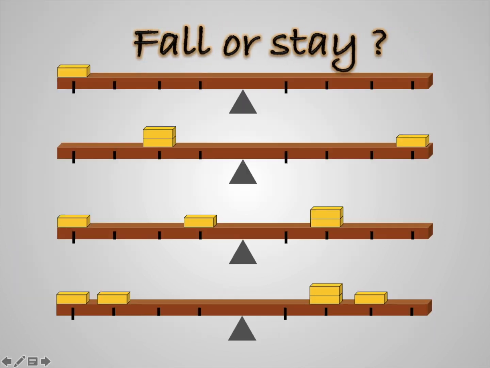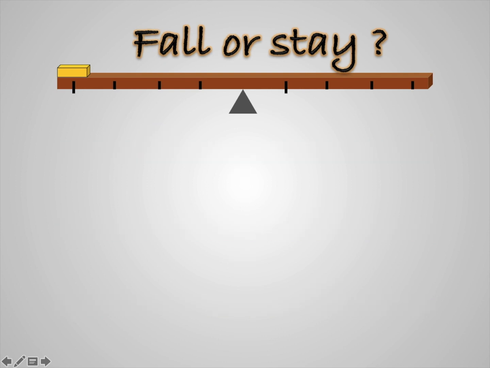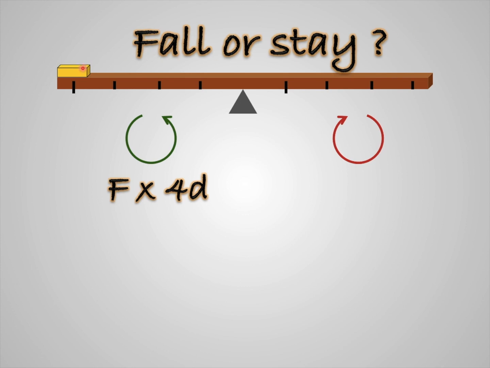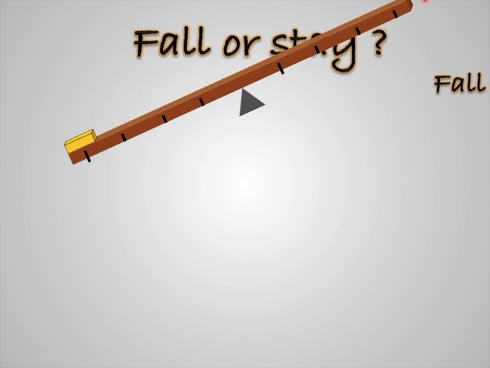You are going to tell, will the system stay in equilibrium or will it rotate clockwise or anti-clockwise in each of the following situations? In this situation, what will happen? There is one mass and it is kept at a distance of 1, 2, 3, 4. But there is nothing to balance on this side. So if you calculate the clockwise and anti-clockwise moments, there is an anti-clockwise moment. I am taking F as the force given by this mass and the distance is d. Each distance is d, so total is 4d. So there is an anti-clockwise moment but there is no clockwise moment. As a result, the body will fall anti-clockwise.